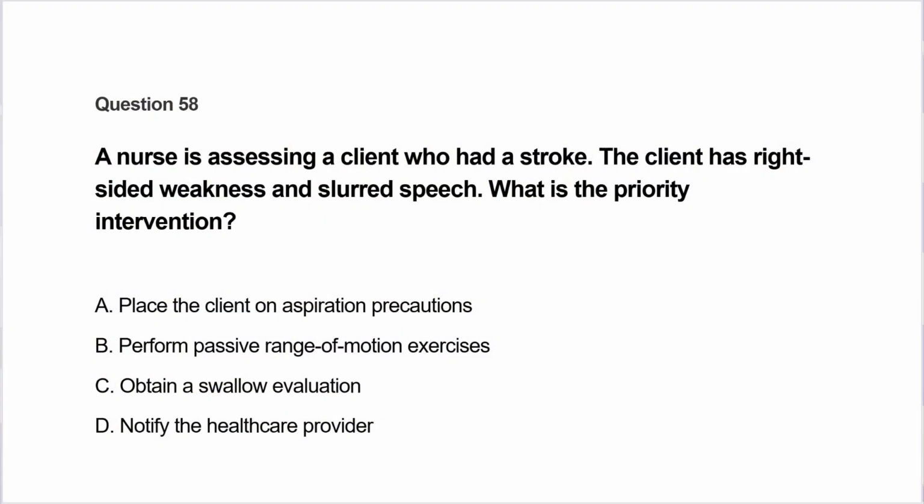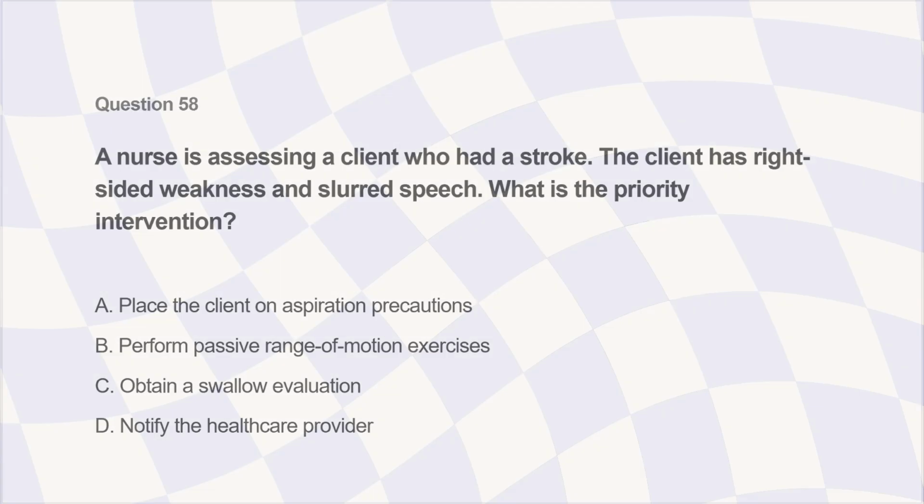58. A nurse is assessing a client who had a stroke. The client has right-sided weakness and slurred speech. What is the priority intervention? A. Place the client on aspiration precautions. B. Perform passive range of motion exercises. C. Obtain a swallow evaluation. D. Notify the healthcare provider.